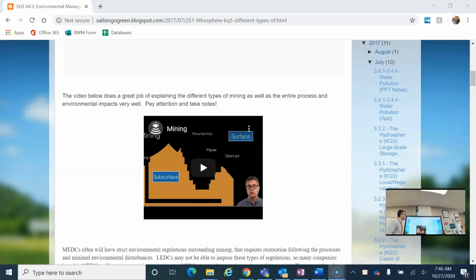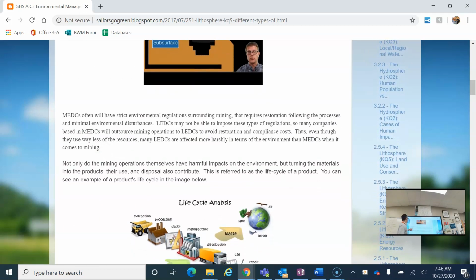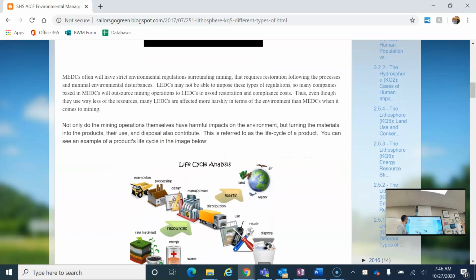So as we move on, we see that MEDCs are going to have strict environmental regulations surrounding mining, and so this will oftentimes make it unattractive for companies to go and mine in MEDCs. So usually, in an MEDC, if you're going to mine, you're going to have to restore back to its natural setting.